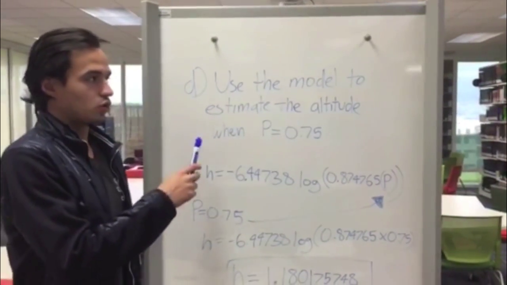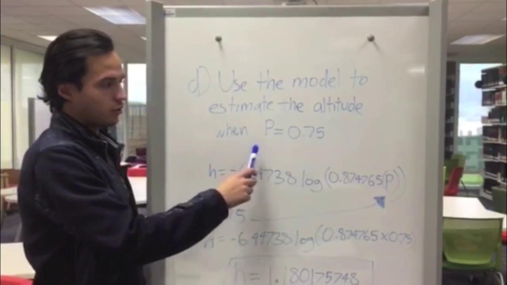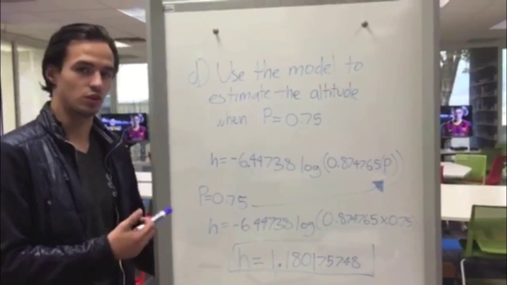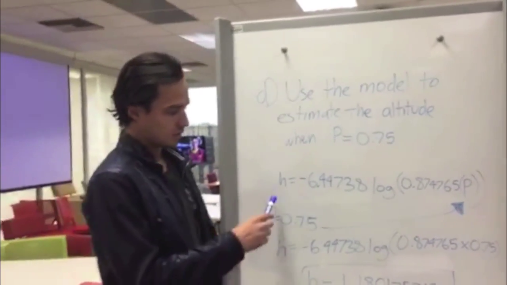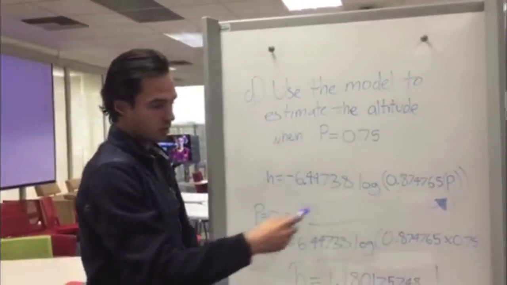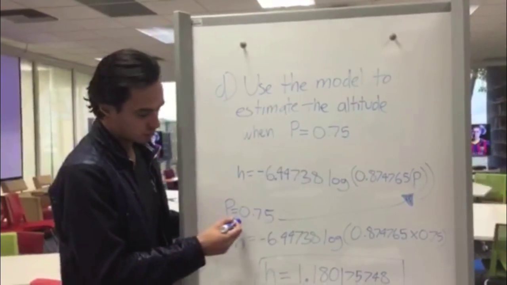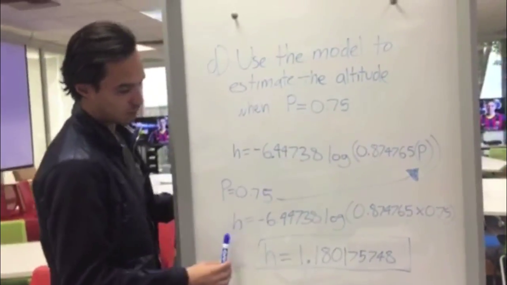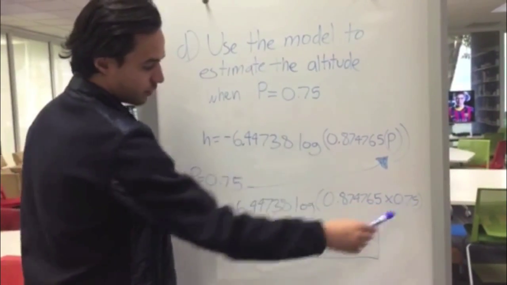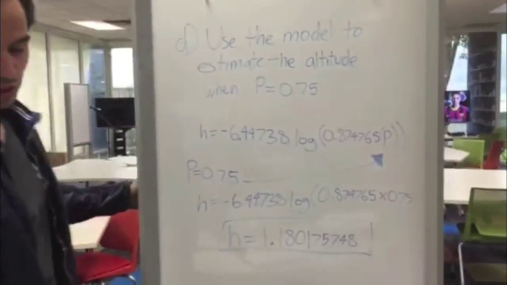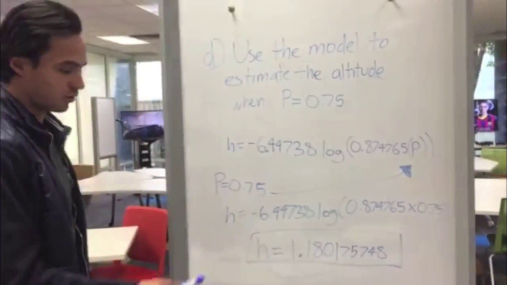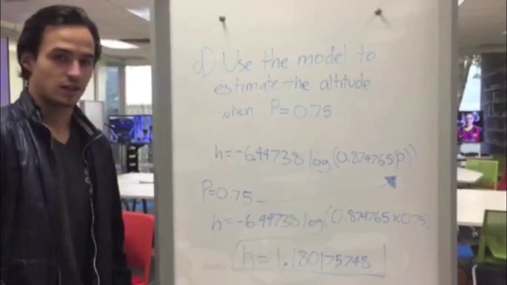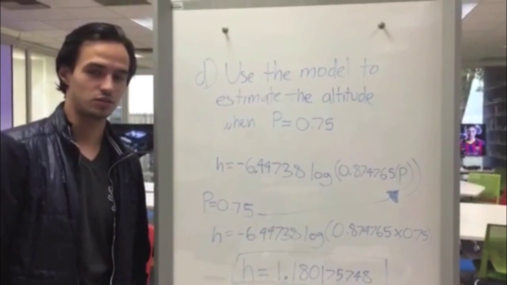D. Use the model to estimate the altitude when P equals 0.75. To estimate the altitude, we're going to use the equation we got in letter B. This was the equation we got. We know that P equals 0.75, so we're going to plug in the 0.75 in the P. And here it is plugged in. Calculating this equation in the calculator, we're going to get that H equals 1.18, and so on, and this is how we can estimate the altitude.